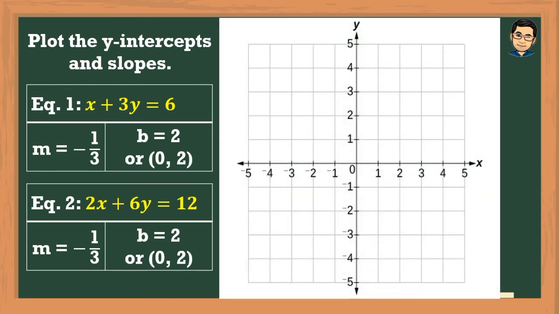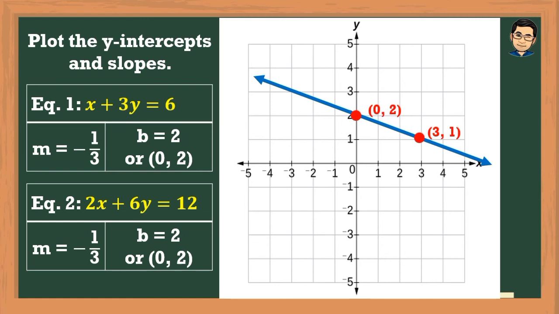I-plot natin yung equation 1. So, 0, 2, ayan. And then, yung slope natin is negative 1/3. So, negative yung slope natin. Bababa tayo ng isa. And then, pupunta tayo ng right ng 3. So, nasan yun? Ayan po. And then, i-connect natin.